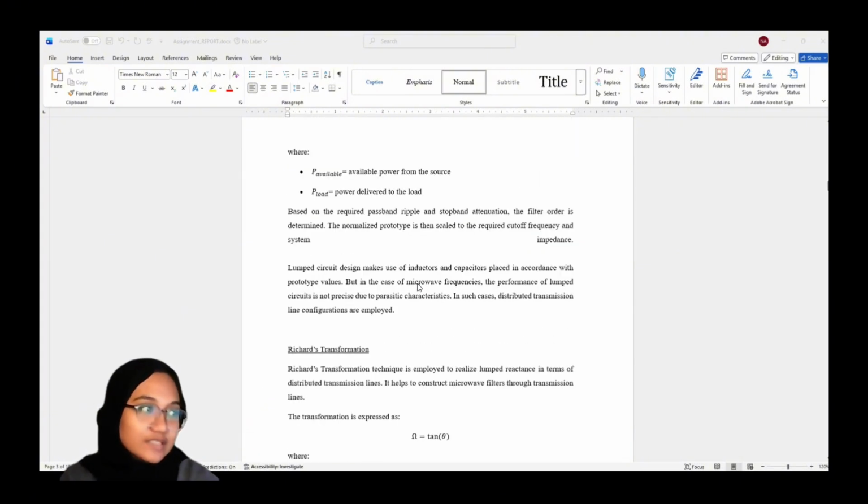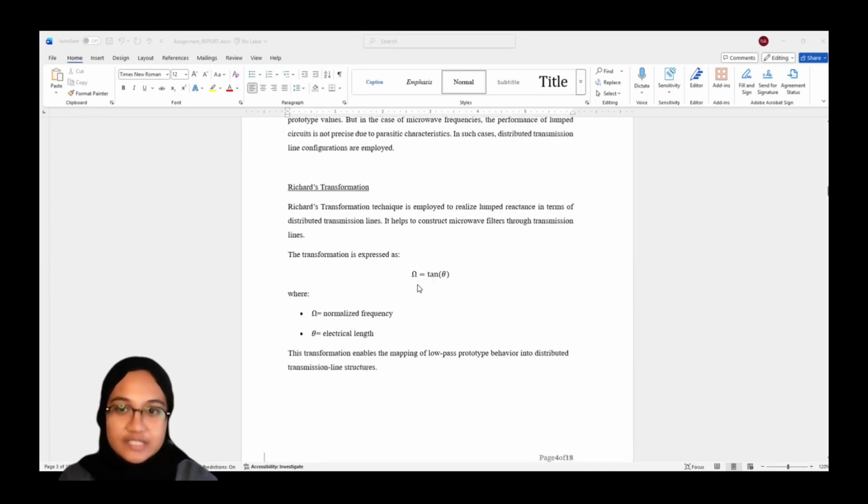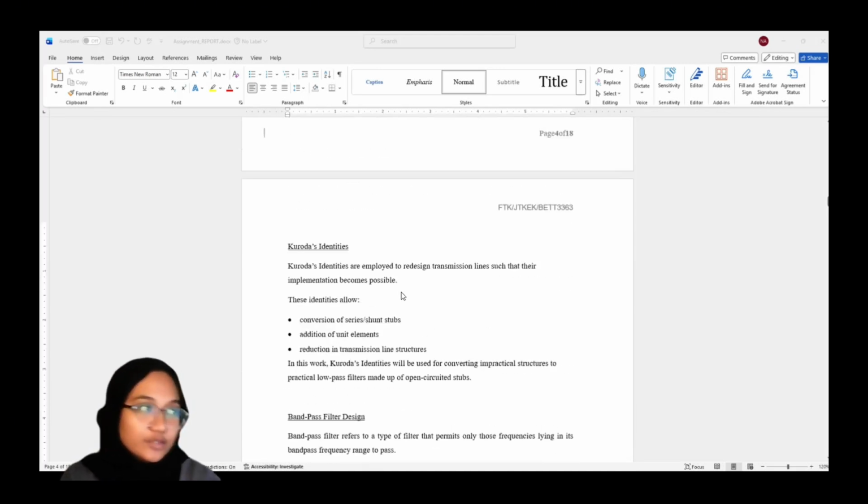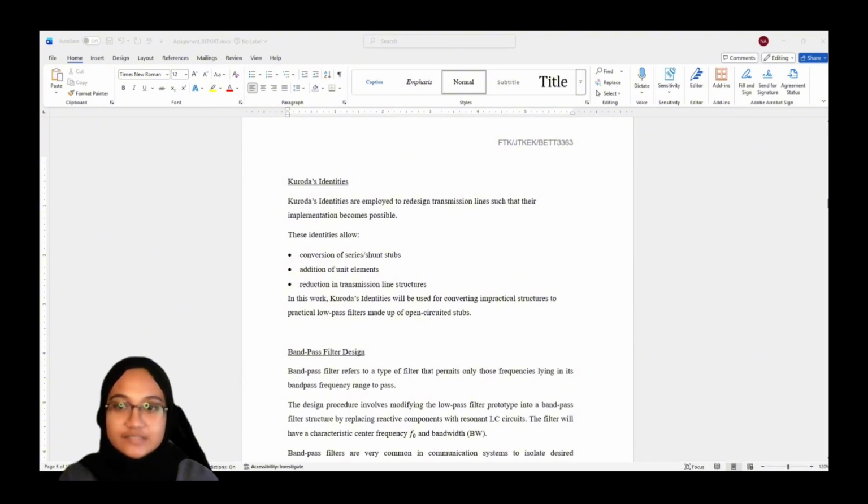The second one is the Richards transformation. The Richards transformation is used to convert lumped elements such as inductors and capacitors into transmission line structures that are more suitable for microwave frequency. Then the Kuroda identities. The Kuroda identities are applied to simplify the transmission line network and convert impractical structures into practical open circuit stub implementations.